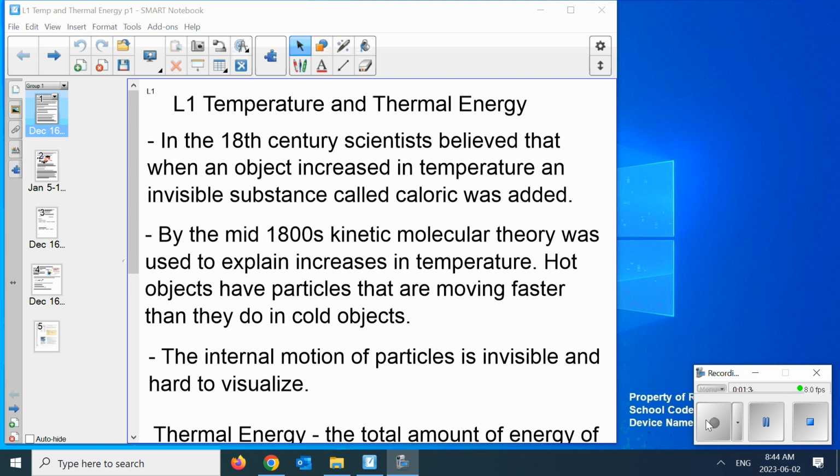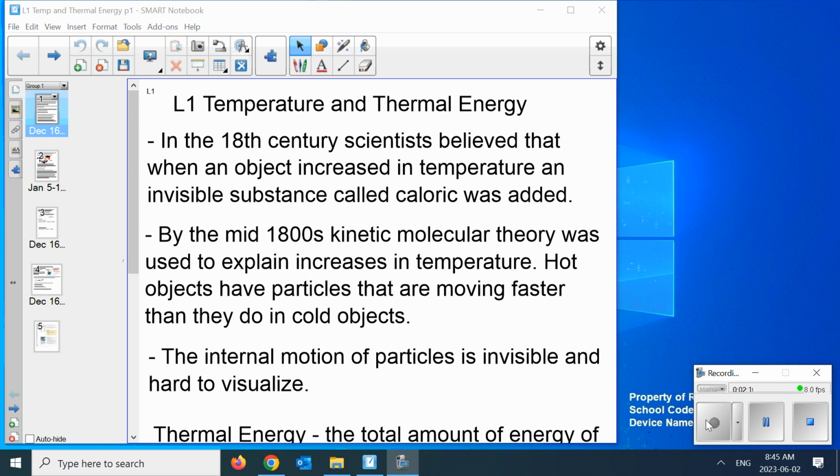Anyways, in the 1700s, the 18th century, scientists believed that when an object increased in temperature, an invisible substance called caloric was added. And we still use the same root word, calories, to measure energy. You mostly hear about it with food, right? Calories. But by the 1800s, the 19th century, kinetic molecular theory was used to explain increases in temperature. Kinetics, movement, molecules, molecular things, okay?